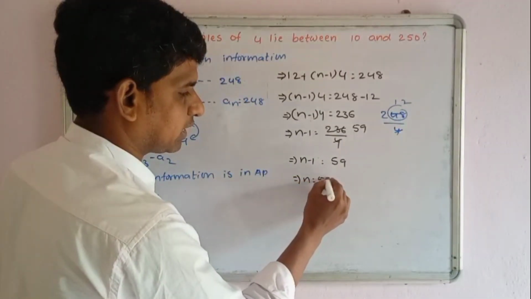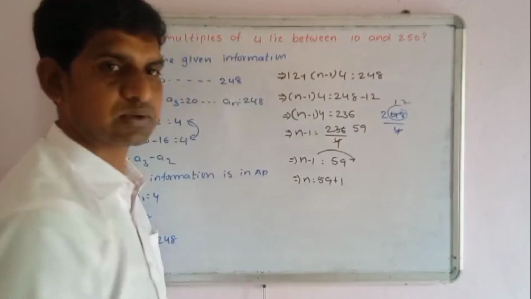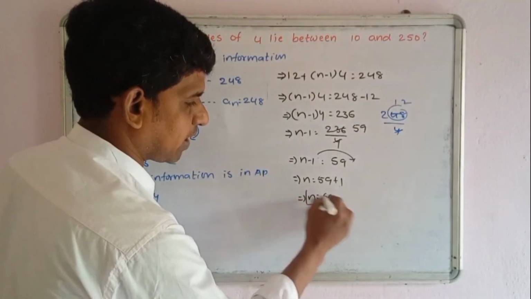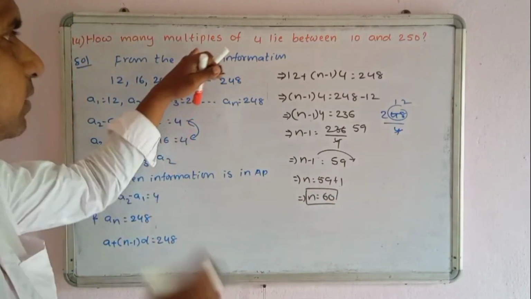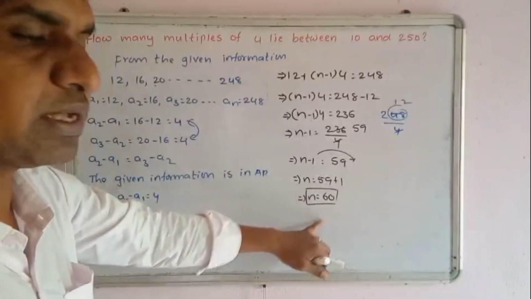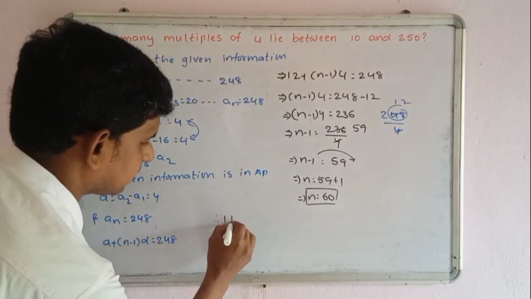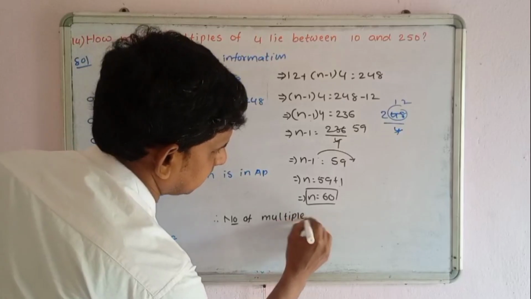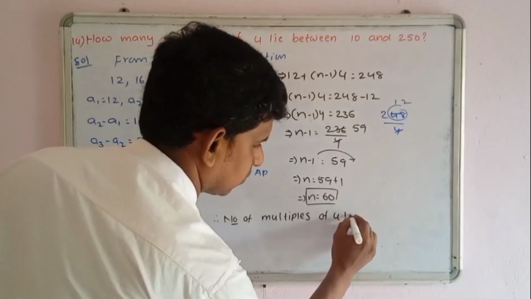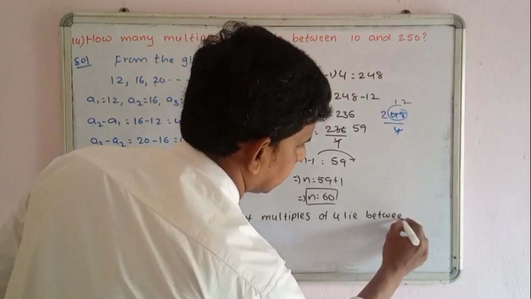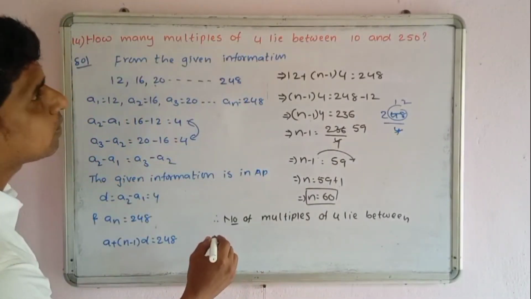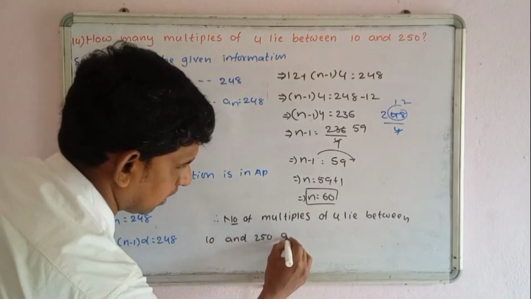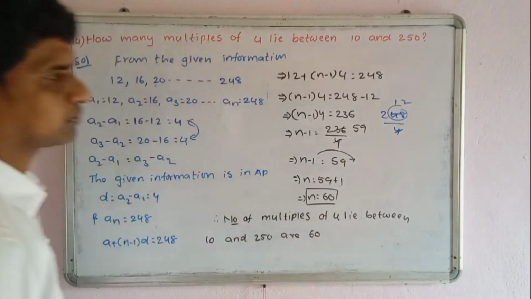n equals 59, minus 1 transpose to right side, plus 1. So 59 plus 1 is 60. So the value of n is 60. So the number of multiples of 4 that lie between 10 and 250 is 60. Therefore, the number of multiples of 4 that lie between 10 and 250 is 60.